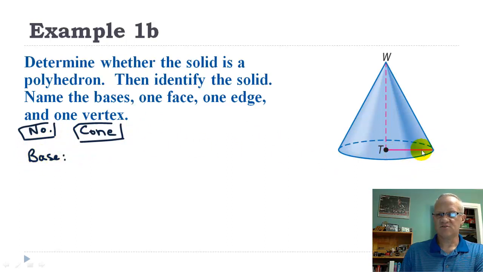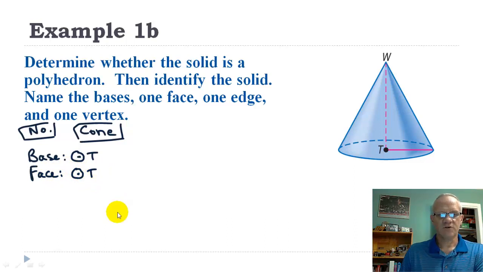So the base is just this circle, right? Since it's called T here, the base is just circle T. Oops, I got two dots in there. There we go. One face. Well, really, the only face on this one is going to be the base again. So I guess if you wanted to, you could say that, but it's really the only face is the base.